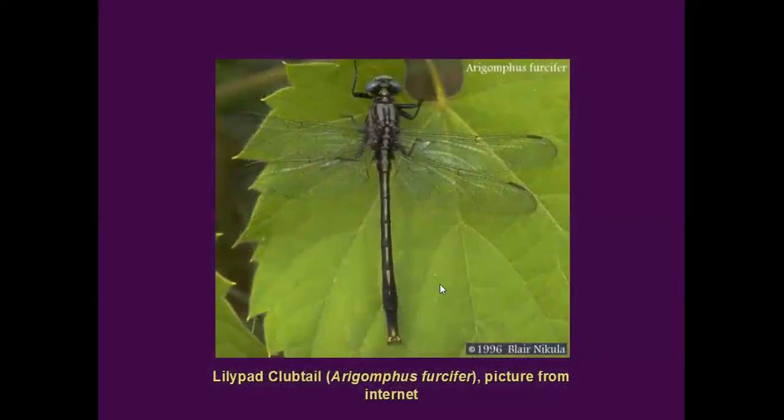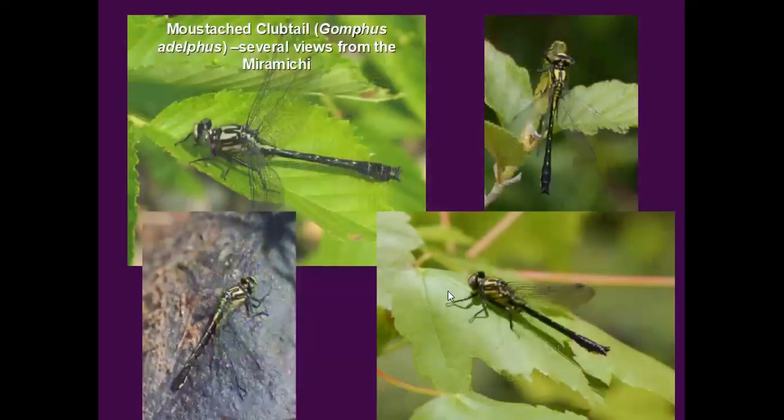The lily pad clubtail has really spectacular claspers, and it's only known from southwestern New Brunswick so far, spreading to Fredericton, and it really does hang out on lily pads quite a lot. Here's the mustache clubtail, which is a pretty common species in the Miramichi watershed. So all these pictures are taken from southwest and northwest Miramichi, the Cains River.